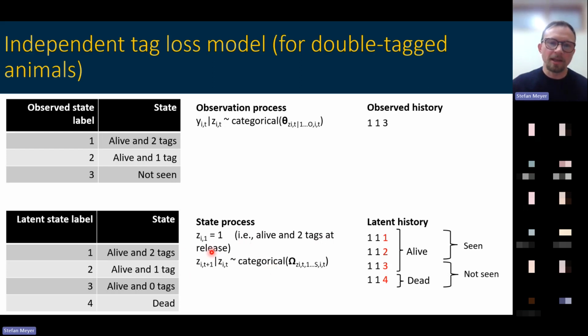And then for every subsequent occasion, we have the latent state in the next occasion given the current latent state being drawn from the categorical distribution. In this case, it is parameterized via another matrix labeled as omega, which contains the different transition probabilities between all the four different states. And based on the example above, where we observed a history of 1, 1, 3, so alive with two tags, and not seen, the potential underlying latent history could be an animal that has been seen with two tags at first and second occasion, but then either retaining two tags, one tag, or no tags, or being dead. And again, just a reminder, only the first two latent states are observable.